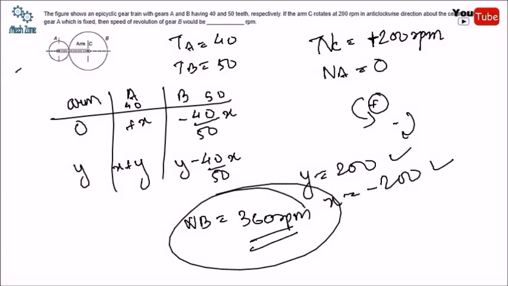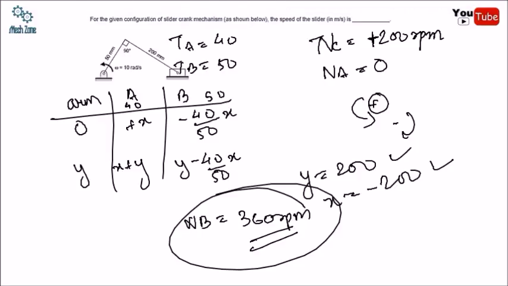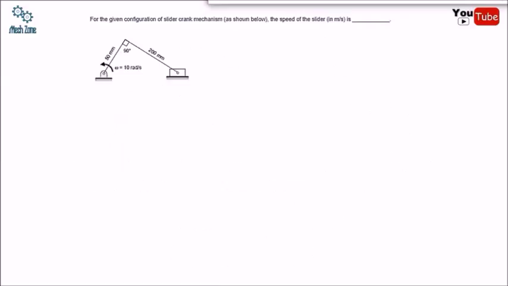Okay, so the answer to this question was 360 rpm. Now let us move on and do the next question, which is the last question for this particular lecture. We have been given the figure configuration of the slider crank mechanism as shown. The speed of the slider in meters per second would be. Now, in order to find out the speed of the slider, we will first have to find out certain things, and let us try to find out first the angle theta. That means if we join this, this is angle theta.